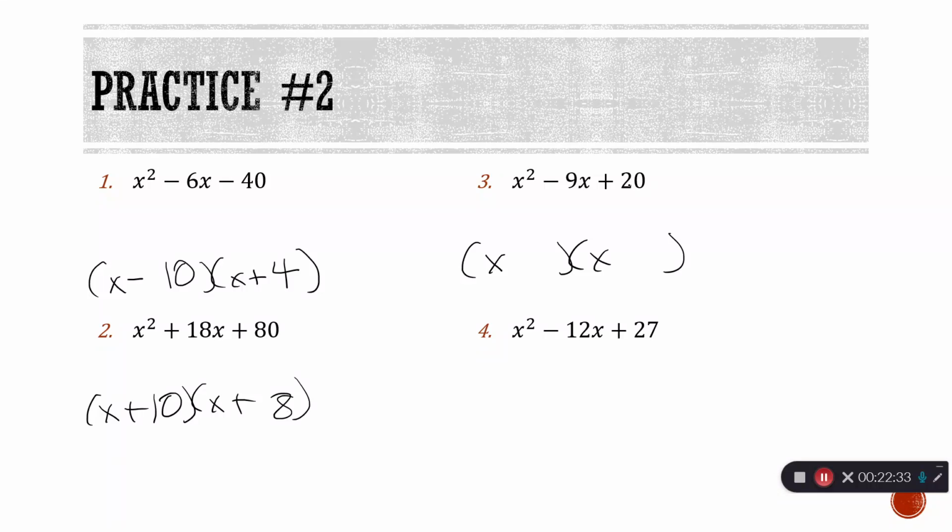Okay, positive number, same signs. Negative. So 20, 4, and 5 definitely equal 9. There we go. And here, positive number and opposite signs, or in negatives. So 27, it's either 1 and 27 or 3 and 9, and 3 plus 9 is 12. Okay, let's keep going.